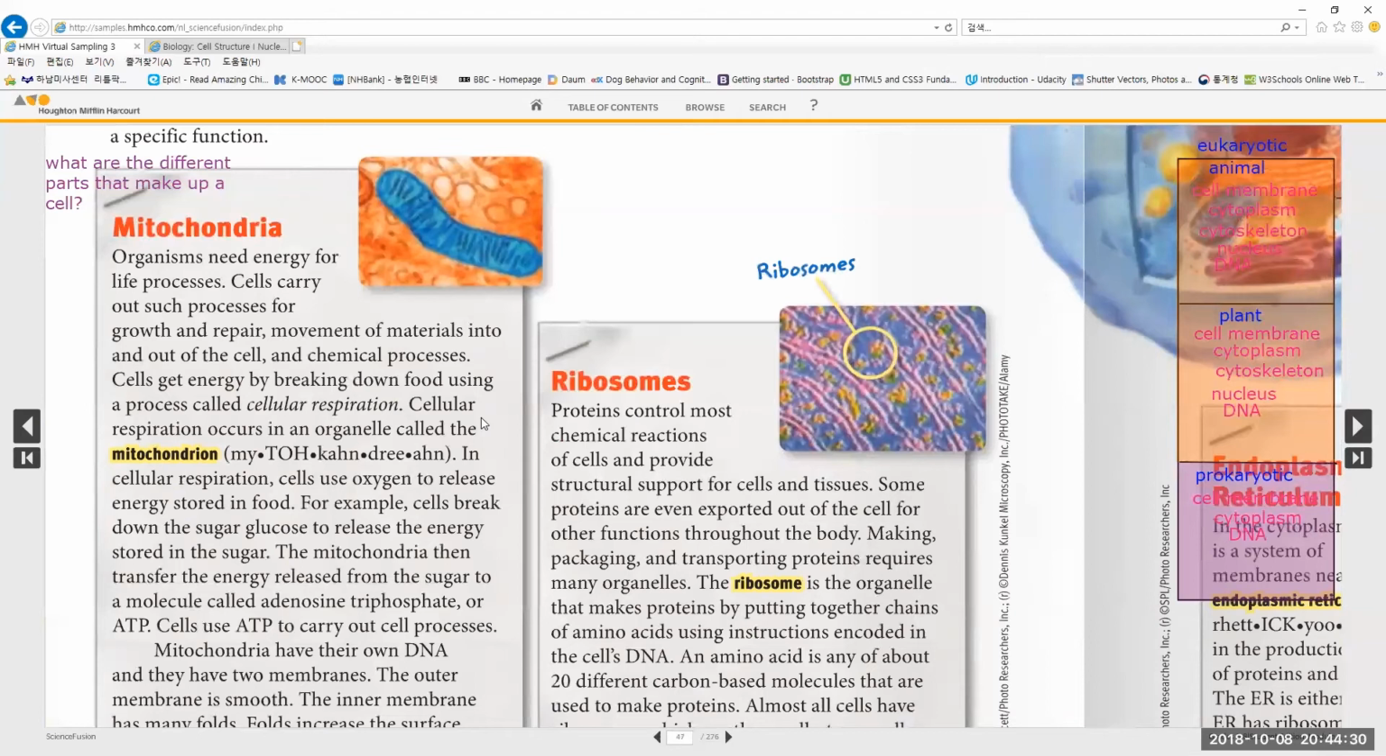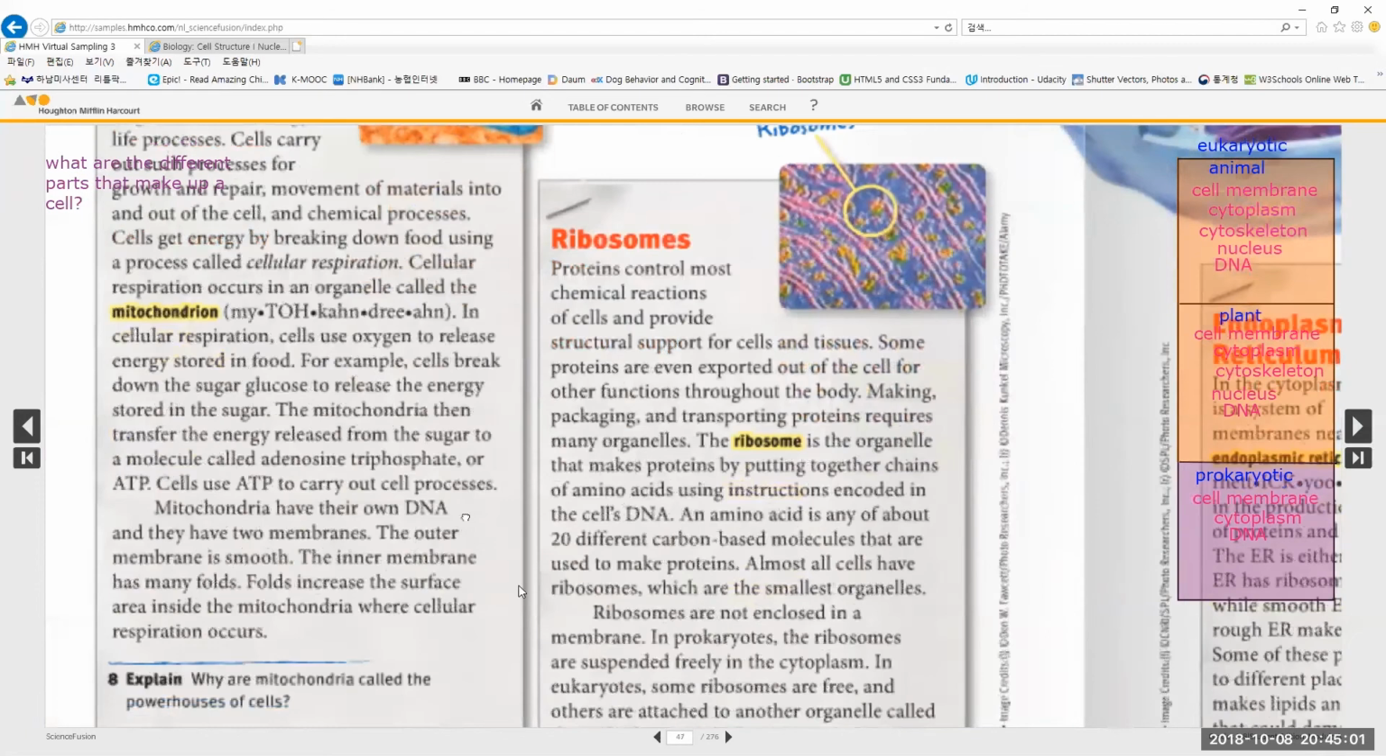In cellular respiration, cells use oxygen to release energy stored in food. For example, cells break down the sugar glucose to release the energy stored in the sugar. The mitochondria then transfer the energy released from the sugar to a molecule called adenosine triphosphate, or ATP. Cells use ATP to carry out cell processes.